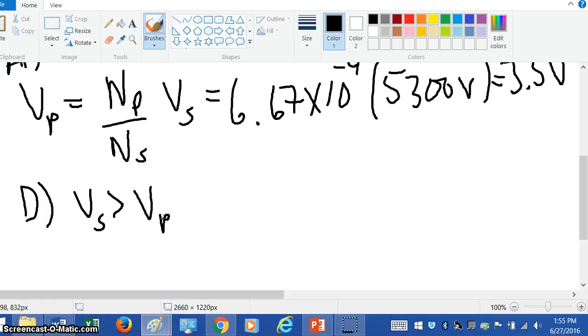And sometimes people ask me, well, what if they're equal? Well, if they're equal, the transformer hasn't done anything. So the purpose of the transformer is to really change the voltage, either from a high voltage to a low voltage, which is a step down, or in this case, from a low voltage to a high voltage. And so that's a step up. So that's a step up transformer. So we've answered part D.